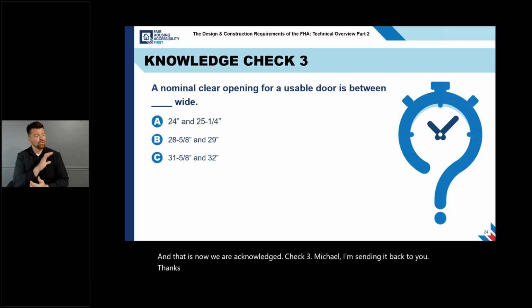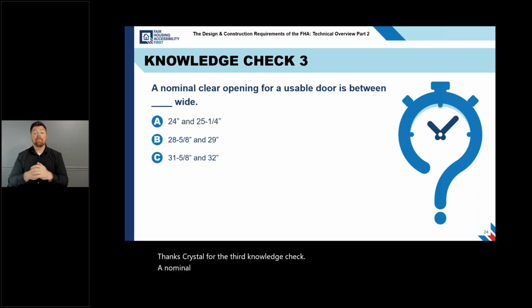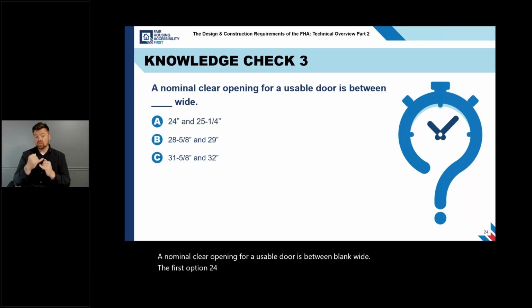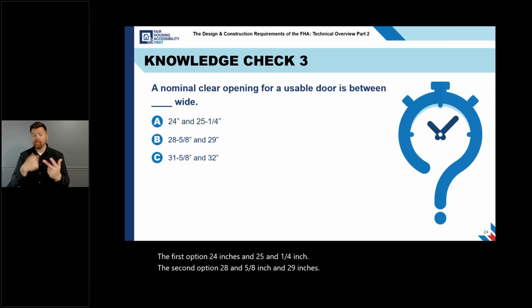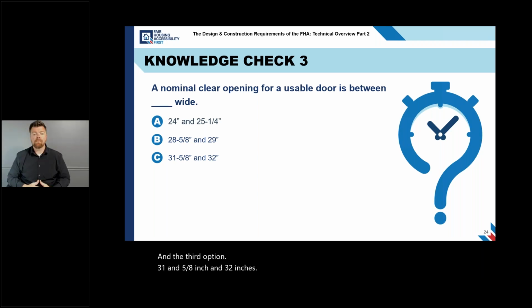Thanks, Crystal. For the third knowledge check, a nominal clear opening for a usable door is between blank wide. The first option, 24 inches and 25 1/4 inch. The second option, 28 5/8 inch and 29 inches. And the third option, 31 5/8 inch and 32 inches. So go ahead and launch this poll.